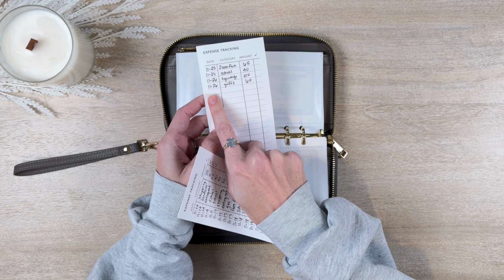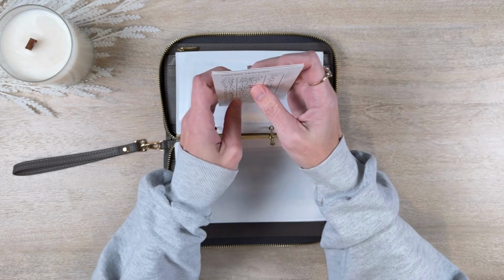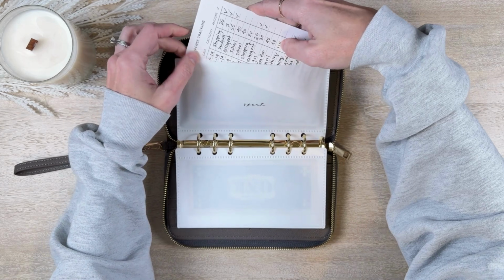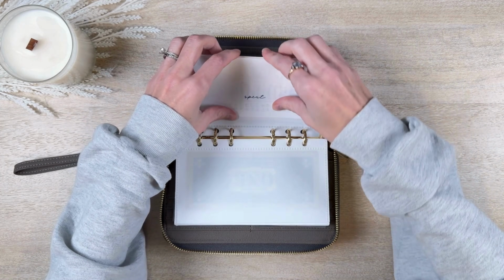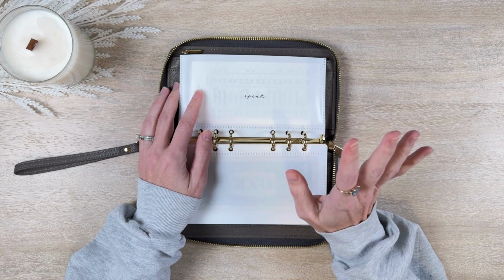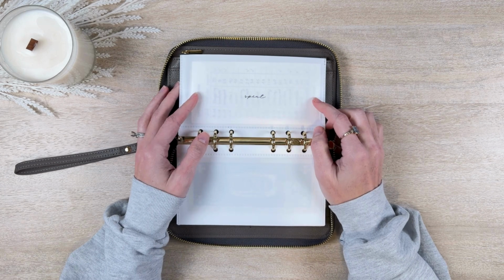I mark down the date I made the purchase, the category that I need to pull those funds from, and the amount of my purchase. And I always round my purchases up to the nearest $5. That just helps me keep singles out of my system and helps keep it easier. So that's how you use the tracker, and then every so often you can go through and pull the money that you need to for those expenses.